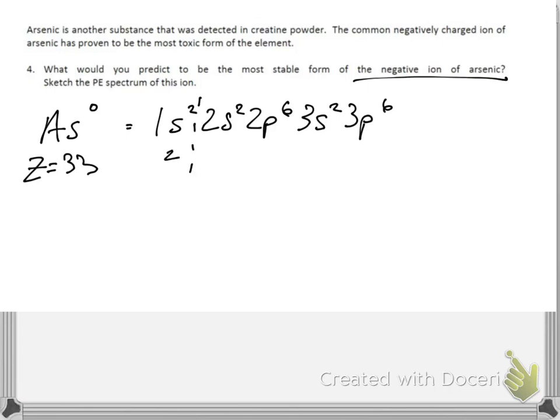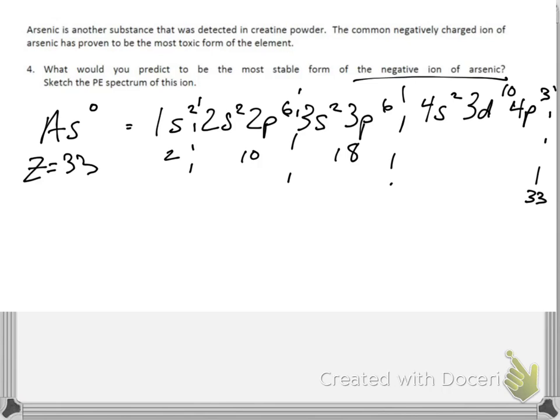So just keep in mind we're just adding these up. So there's 2 in this first shell. Then we add all of them together. The first and second shell, we get 10. Adding up the third shell, we get a total of 18. So 4s2, 3d10, that gets us to 30. And now we have to add 3 electrons. Electrons 31 through 33 go into the 4p3 to give us a total of 33 electrons.